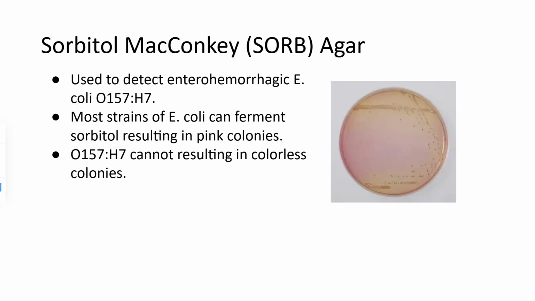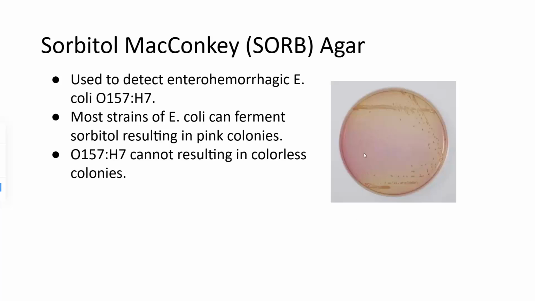Sorb agar. So sorb agar is sorbitol MacConkey agar, and this is used to detect enterohemorrhagic E. coli O157H7. This is that really bad strain of E. coli that can eat holes through your intestine and perforate your bowel and go through and cause all sorts of nasty infections in the body. So most strains of E. coli can ferment sorbitol, resulting in pink colonies, but O157 cannot. So you would get colorless colonies on this plate.